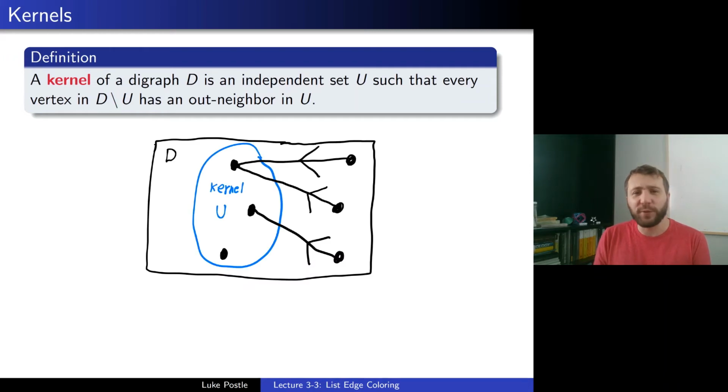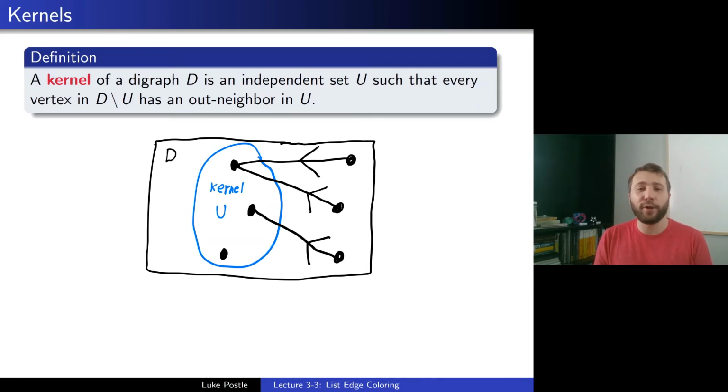So here's a picture. Say this is your digraph D, then the kernel U, as the blue set, would be an independent set, but has the property that every vertex outside has an out-neighbor, so has some neighbor in U, which is then directed towards U.